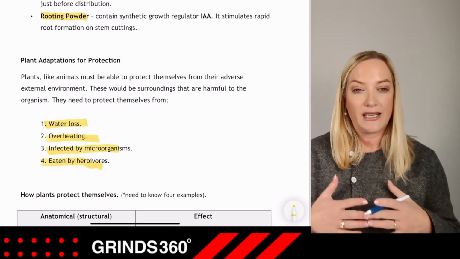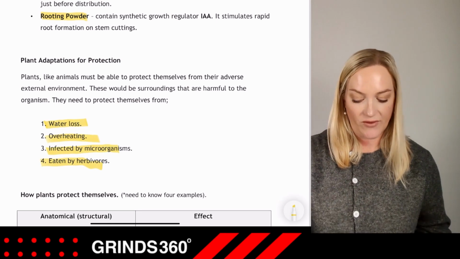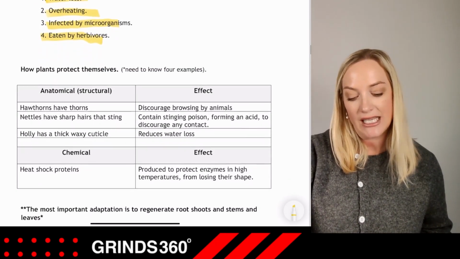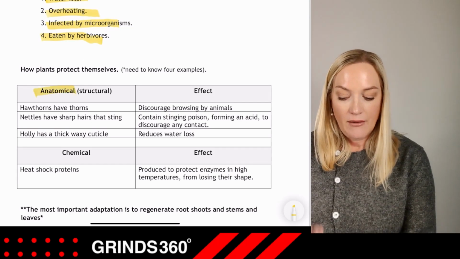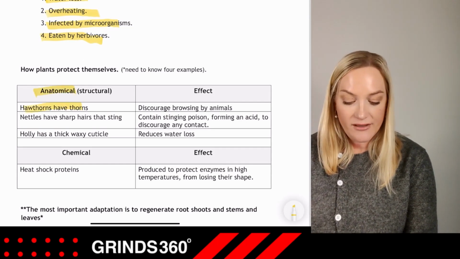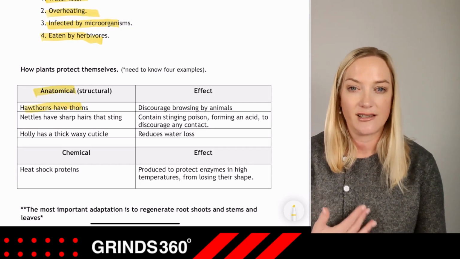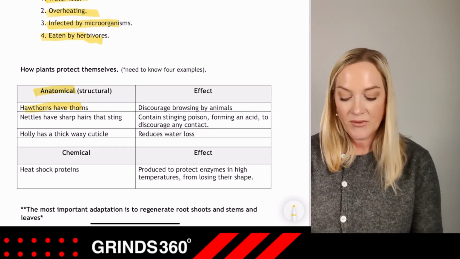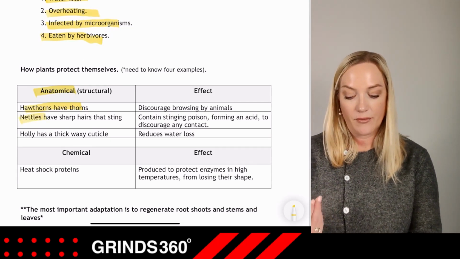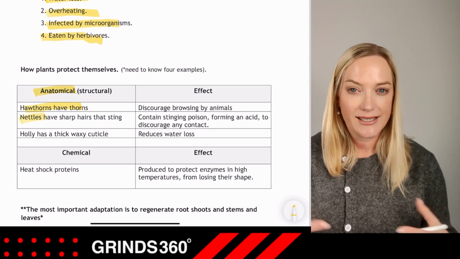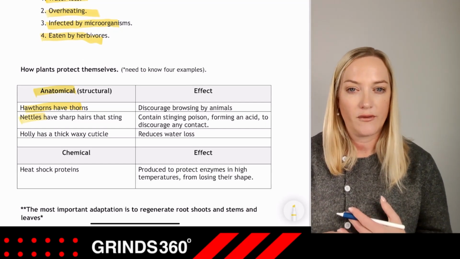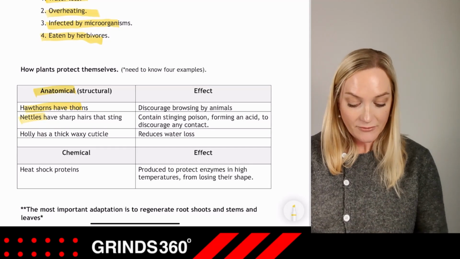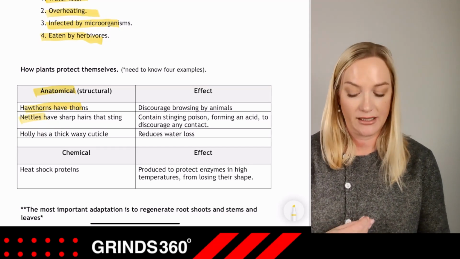So how are these plants adapted to prevent this? Now we need to know these four examples. Structurally, hawthorns have thorns. The effect of this is to discourage browsing by other animals. Nettles have sharp hairs that sting. The effect of this is poisoning. It's a form of forming an acid, and will discourage other animals from eating it.